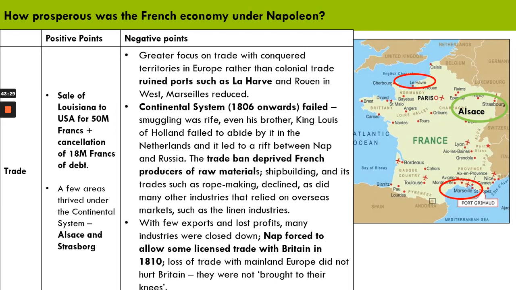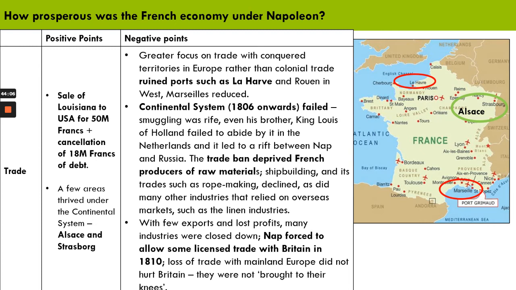And in some ways, not trading with Britain actually hurt French industry. So things like shipbuilding and rope making declined. The linen industry relied on overseas markets, so it meant that they couldn't pursue the things that had already been successful in France anymore. And because of this, Napoleon later on, after 1810, was allowed to have some licensed trade with Britain because it was not working. It was actually hurting the French colonies. It had not brought Britain to its knees, and it actually hurt France more.